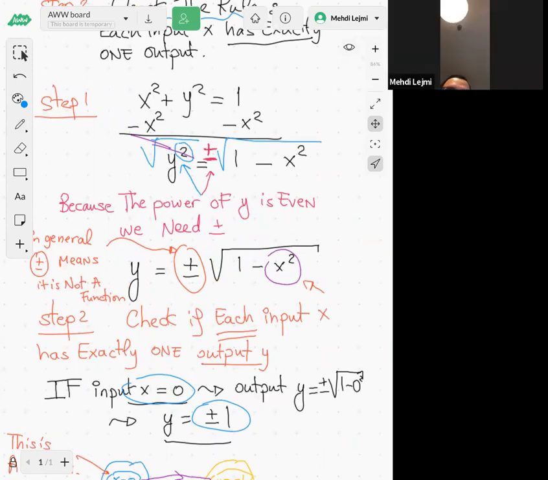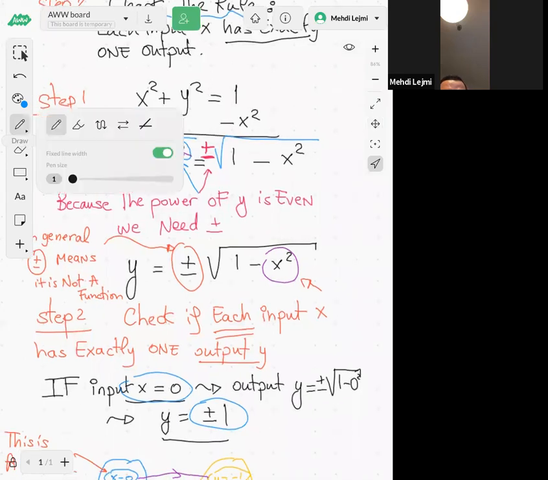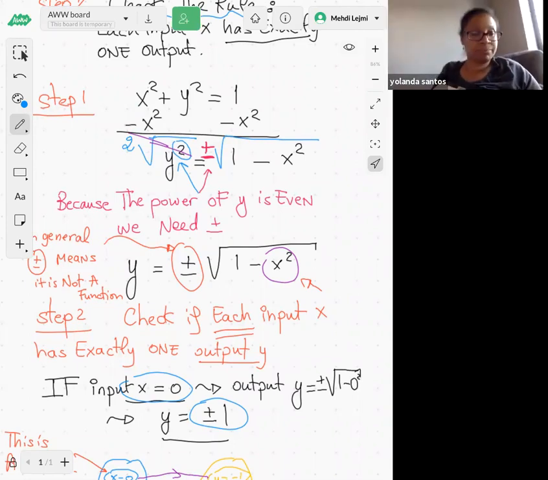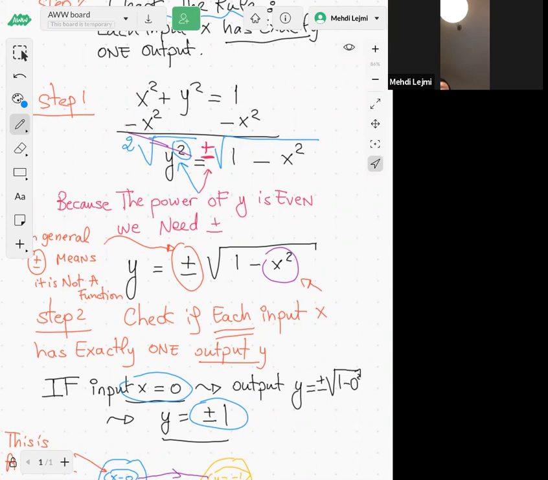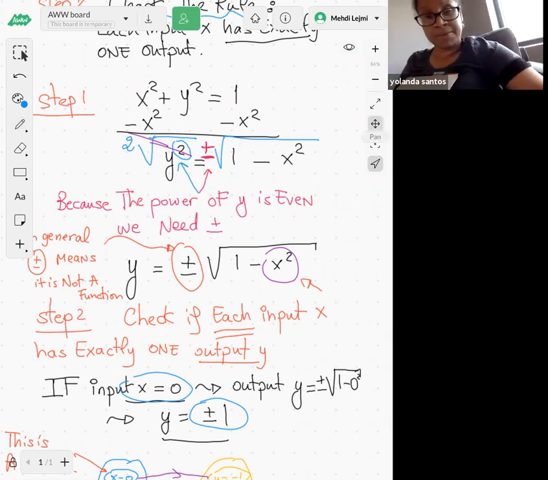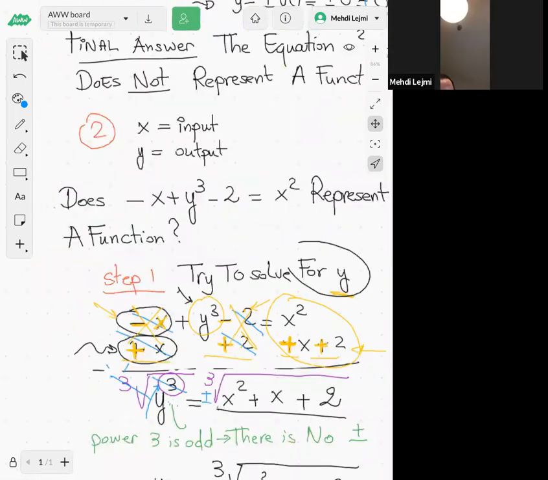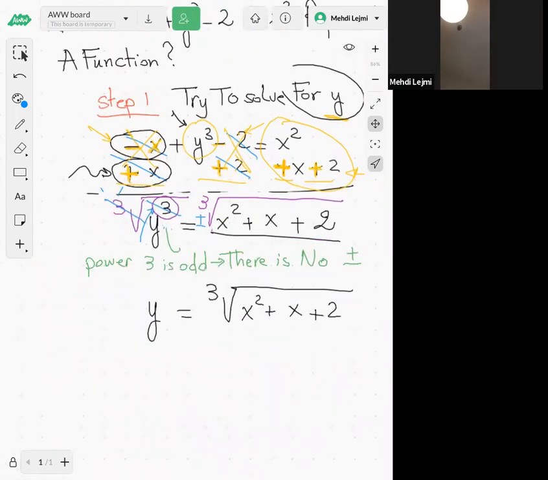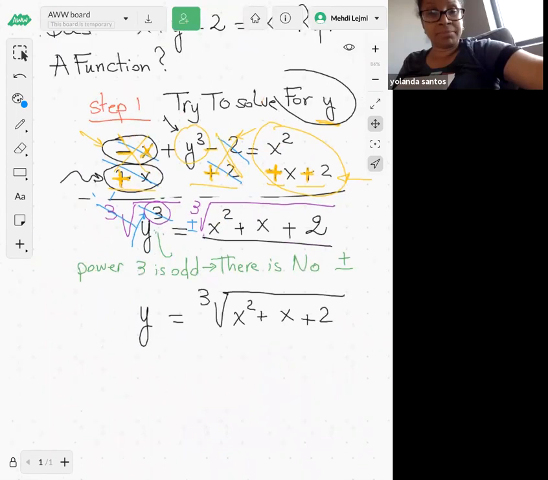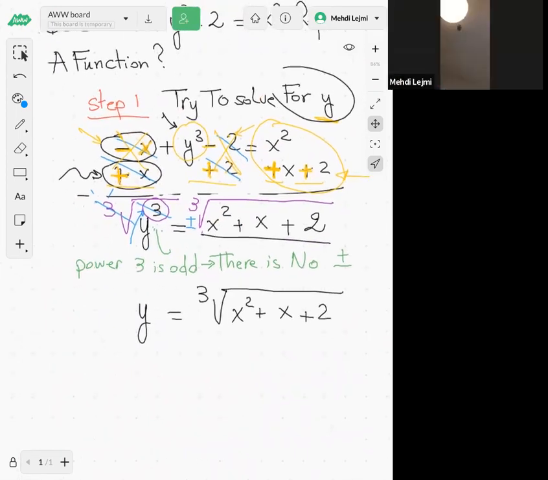We had the square, so we applied a square root, like a second root, right? So we needed the plus or minus because the power was even. But now in this example, the 3 is odd, so there's no plus or minus. That's the main difference with the previous example.